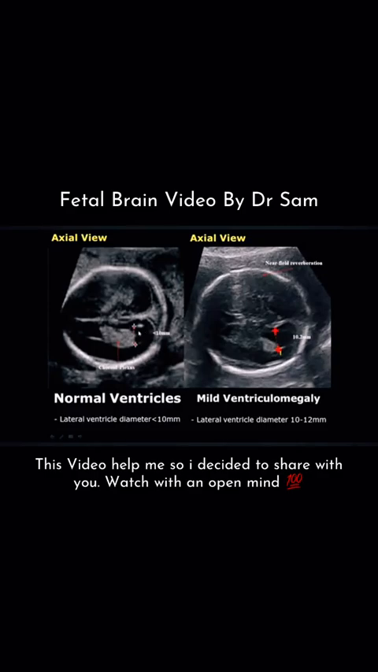Our first case is ventriculomegaly. It is the abnormal dilatation of the lateral ventricles. The diameter of the lateral ventricles must be less than 10 millimeters. The choroid plexus normally occupy the majority of the space. They produce cerebrospinal fluid, and over here the lateral ventricle diameter is more than 10 millimeters. If the diameter is between 10 to 12 millimeters, it is termed mild ventriculomegaly.